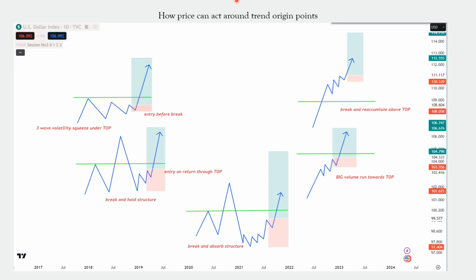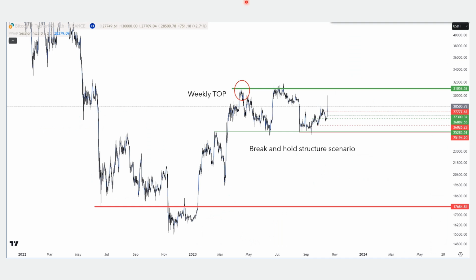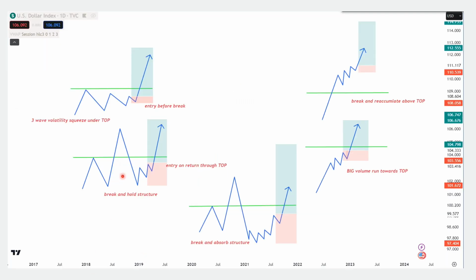But to take a live example from the BTC chart we saw earlier, if we look at this scenario right here, which is the break of the trend origin point and hold structure scenario, we would see something like this. So looking at price action around the weekly trend origin point right here, price broke it, returned to structure, held it, then proceeded into the bull market we are in now. So that would be scenario number 2 right here.